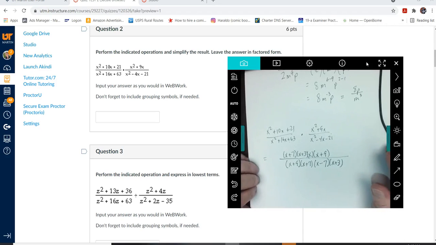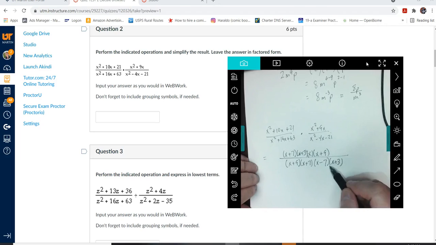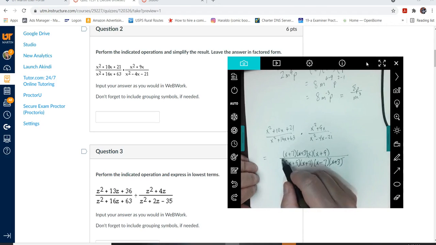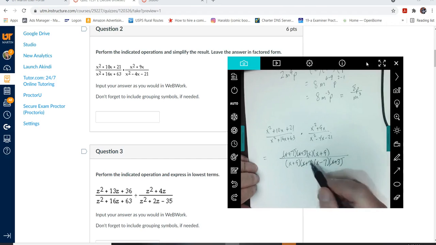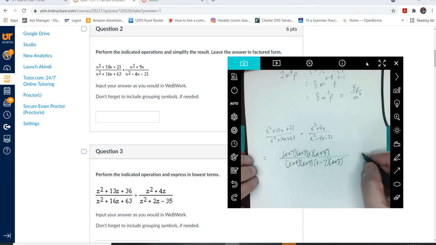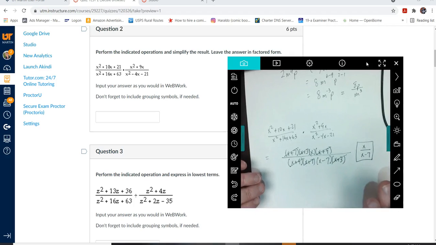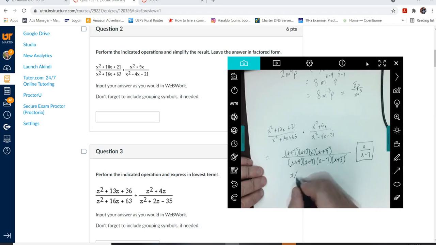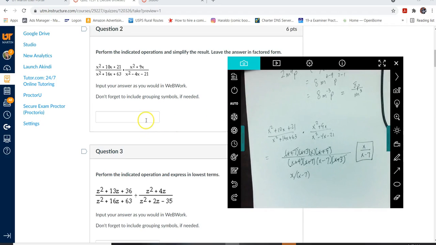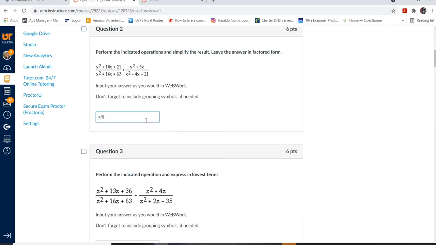Okay, so I can cancel an x plus 3. I can cancel an x plus 7. And I can cancel an x plus 9. And so after cancellation, I'm going to have that. And to write this in WebWorK, I have more than one term in the denominator, so I must put grouping symbols around it. So I'm going to need x over x minus 7. Okay.